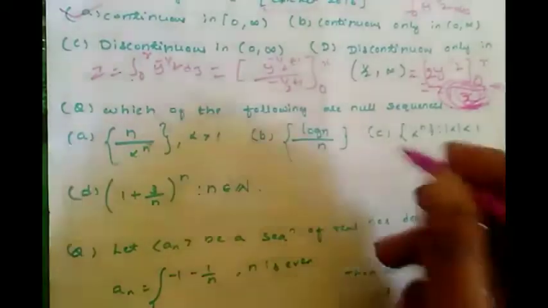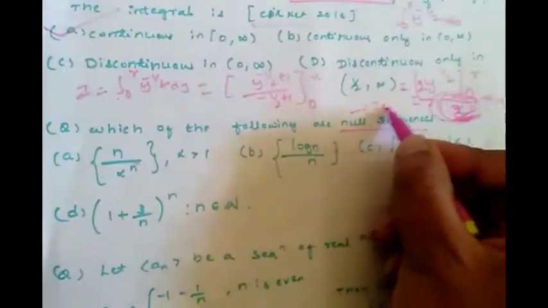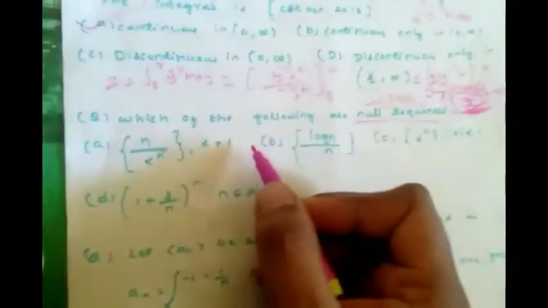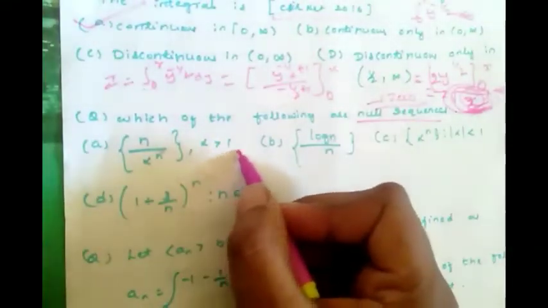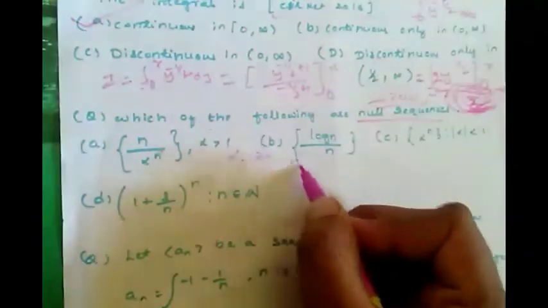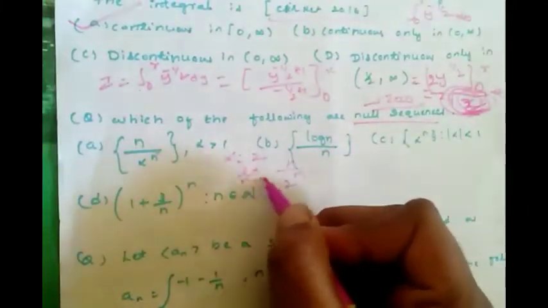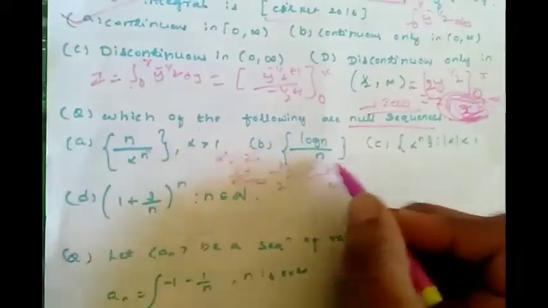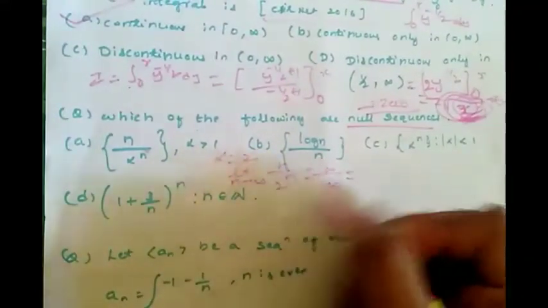Which of the following are null sequences? A null sequence means the limit value of the sequence is 0. Option A is n by alpha power n, with alpha greater than 1. Suppose I take alpha equal to 2, so n by 2 power of n. We take the limit as n tends to infinity and apply the limit directly. We get infinity by infinity form. Then differentiate the numerator and denominator separately.